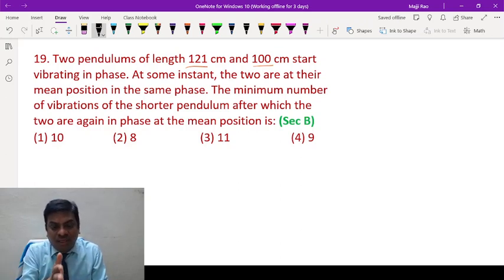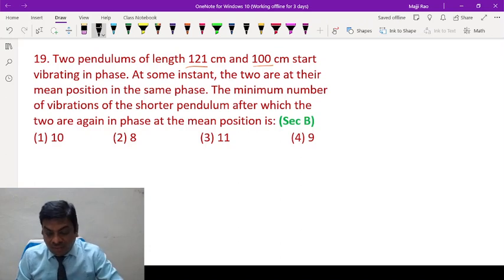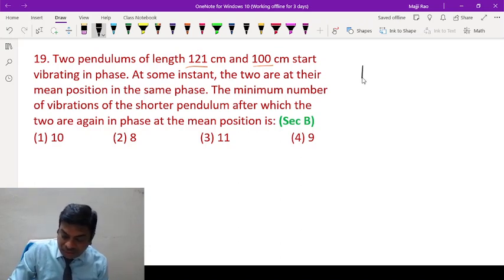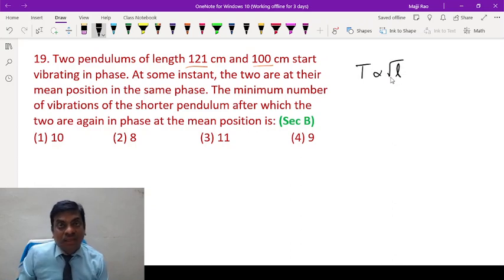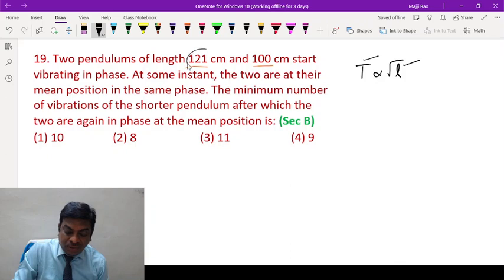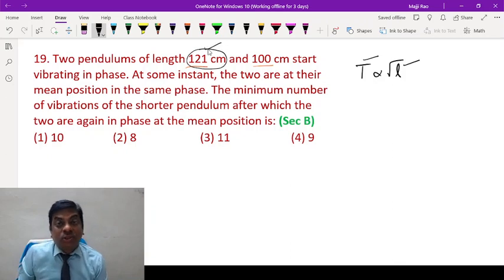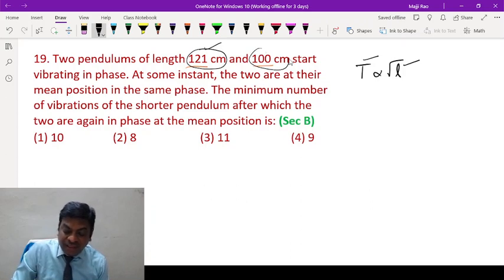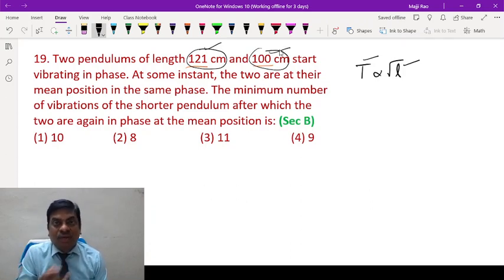Now both of them were at mean position at t equal to 0. They start vibrating. The moment they start vibrating, a phase difference occurs between them, because their time periods are different. Now, time period is directly proportional to square root of length for any simple pendulum. So more length will have more time period, which means this will be slow. This will be vibrating slowly, whereas the one with less length will have less time period, so it will keep oscillating quickly.